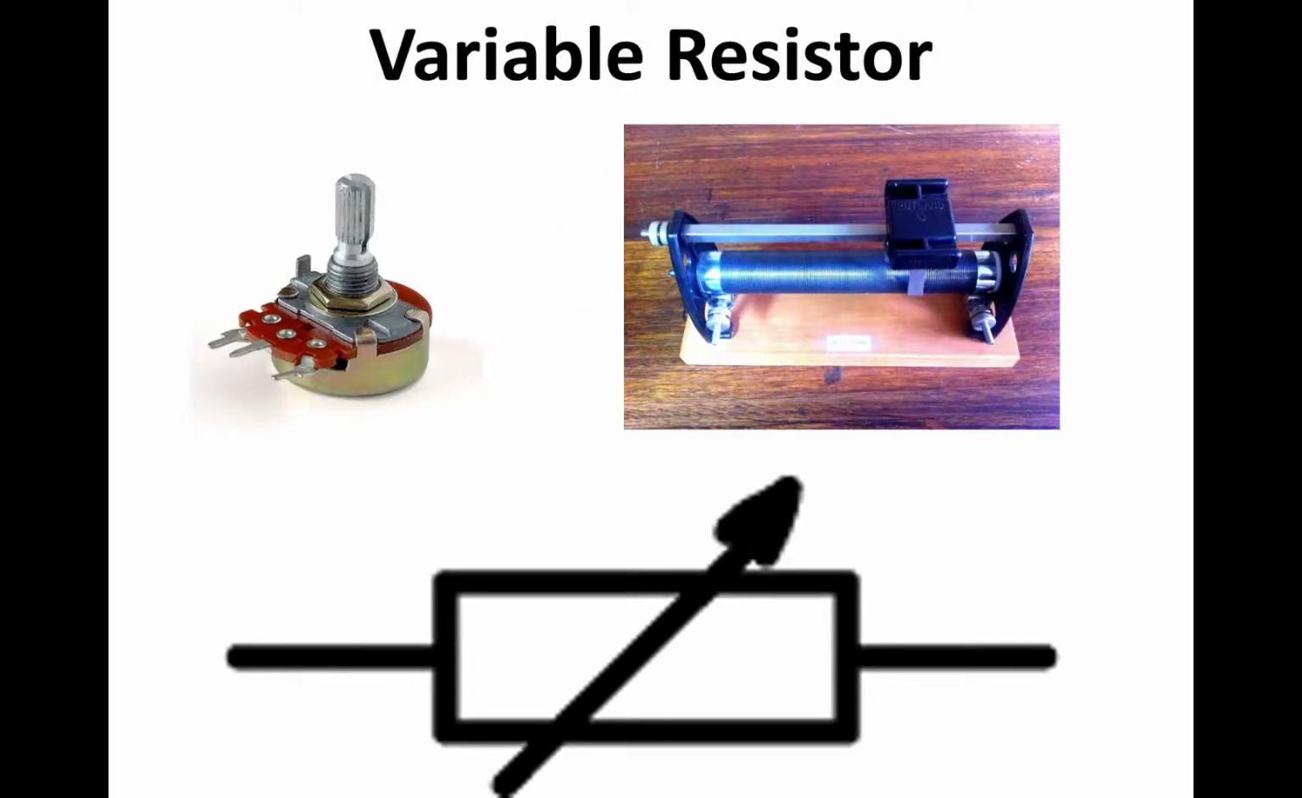A variable resistor is a resistor which you can change the resistance of. There are two versions shown on screen. On the left we have one which you can just turn the dial and that changes the resistance through the resistor, and on the right we have a rheostat. This particular resistor changes resistance by sliding a metal connector along a large metal bar. These are used so that you can change the resistance in a circuit and thereby change the current flowing through that circuit.